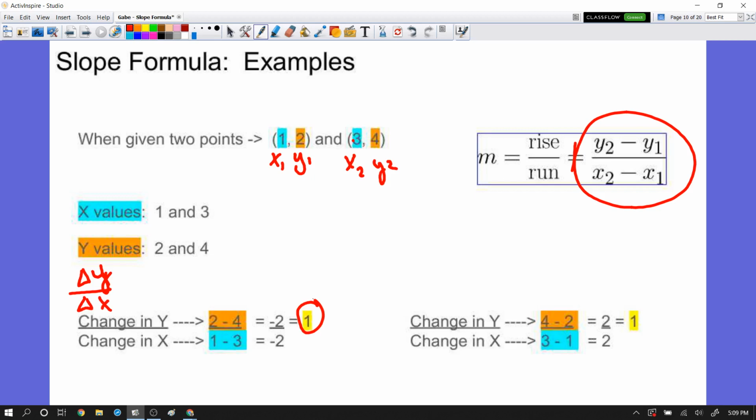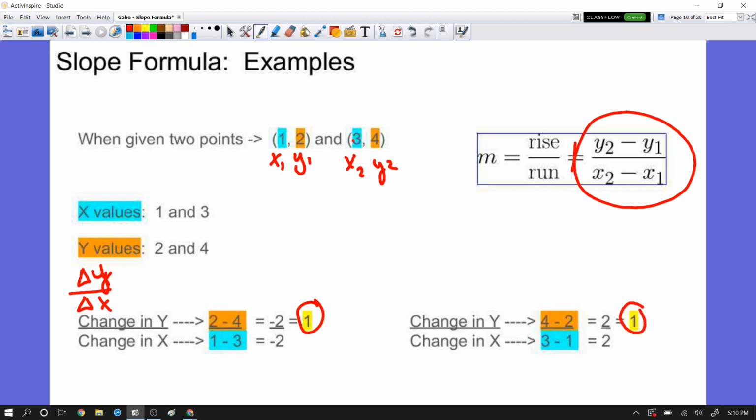Let's say you follow the formula exactly as it appears. Then you do y2, which is 4, okay? Then you do y1, which is 2. y2 minus y1, 4 minus 2 is 2. Then you do x2, which is right here, we have it labeled 3, minus x1, 1. 3 minus 1 is 2. You can see the answer comes out to be the same either way.